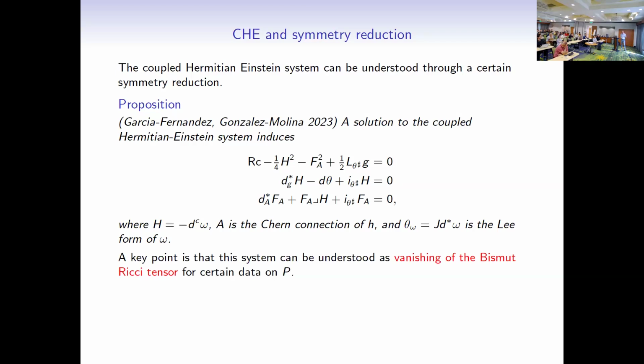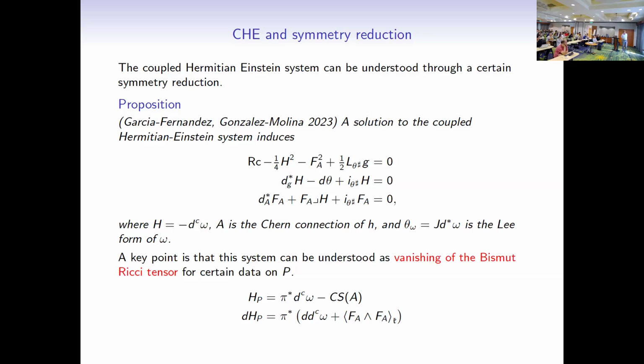The key point is that this system, again stripping away the complex geometry, can be understood as the vanishing of the Bismuth-Ricci tensor for certain data on the principal bundle. So you can genuinely understand this as a modified Ricci flat equation on P. When I say Bismuth connection, I mean some connection like this, but H will no longer just be d^c omega. The metric on P is what you expect. It's the usual Kaluza-Klein reduction. You have a metric on the base, a principal connection, and an inner product on the Lie algebra. You can use this to define an invariant metric on the total space of the bundle. So this is the usual construction.